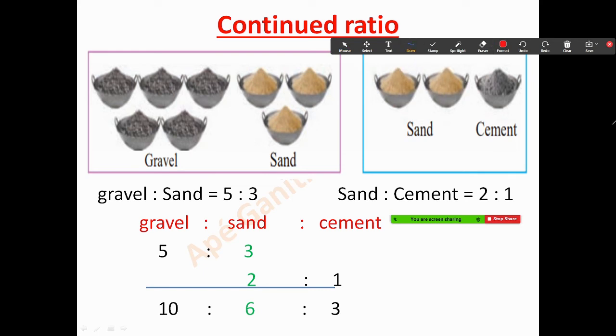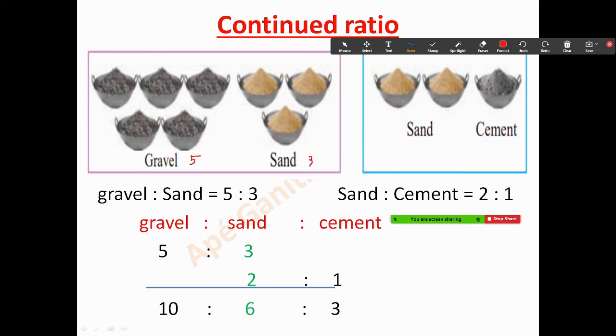Now let's move to the next part, continued ratio. What is that? Here in this first case, gravel and sand are there. How many pans of gravel are there? 1, 2, 3, 4, 5. 5 pans are there. How many pans of sand are there? 1, 2, 3. 3 pans are there.